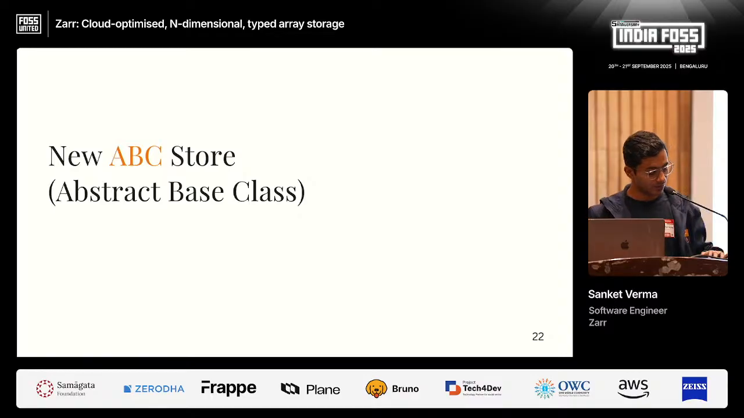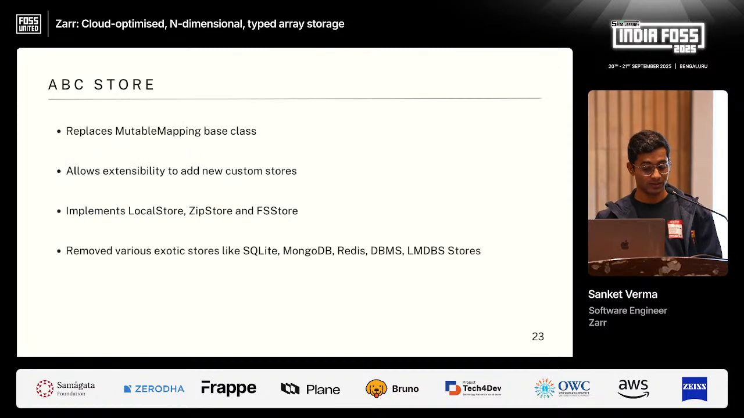We have introduced a new storage class, which is the abstract base class. This is a very exciting thing because we have replaced the mutable mapping class in Zarr Python and allowed a new base class. It adds an entry point mechanism to add your own custom stores. And we have removed all the exotic stores from Zarr Python to decrease store bloating. So earlier there were many stores like SQLite, MongoDB, Redis, and whatnot.